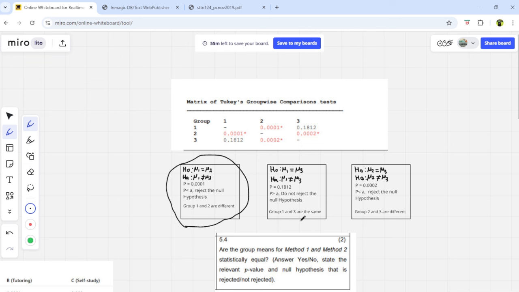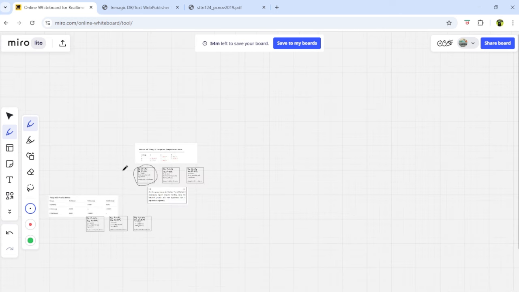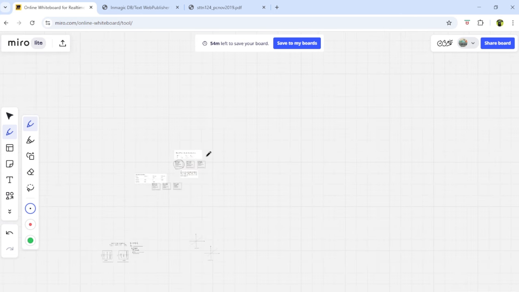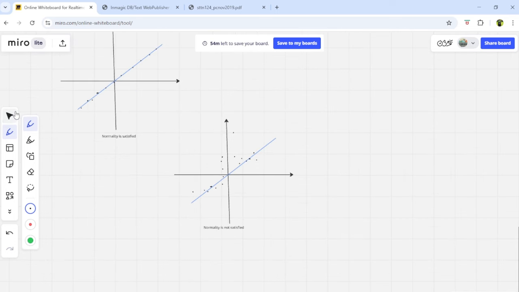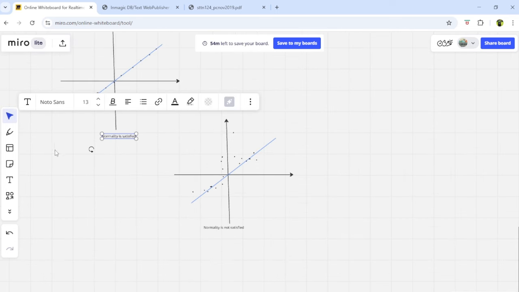So that is basically study unit 4 in a nutshell, and I hope you guys understand. You can go through some of the questions. The last thing I want us to do is normality, which is where is normality? Yeah, which is here.